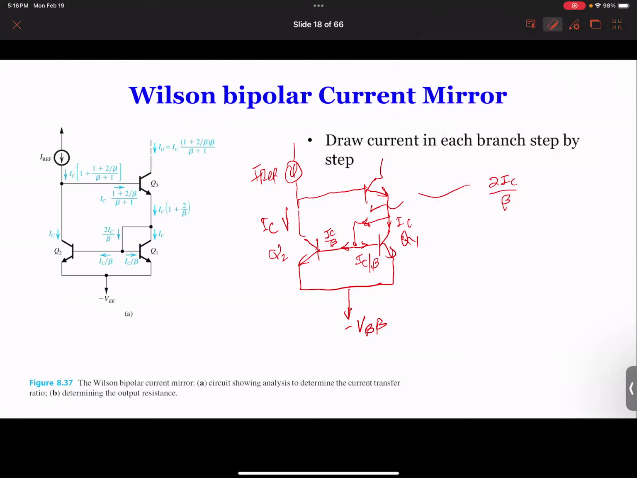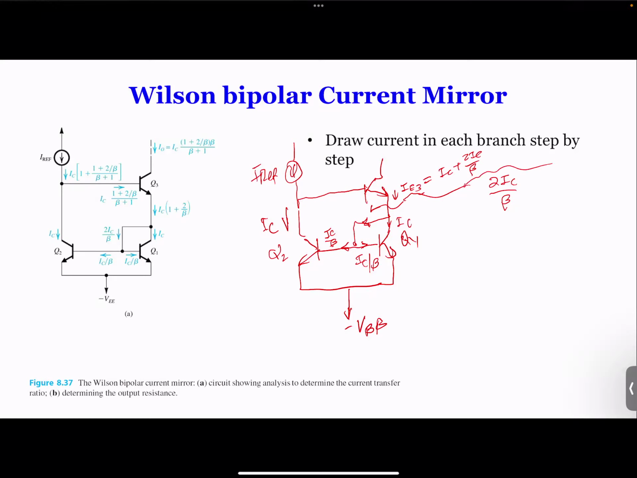Can you tell me how much current is at Q3? This I here is called IE3. It's going to be IC plus 2 IC over beta, right? So that's the current over here. And then how much current is flowing here then?